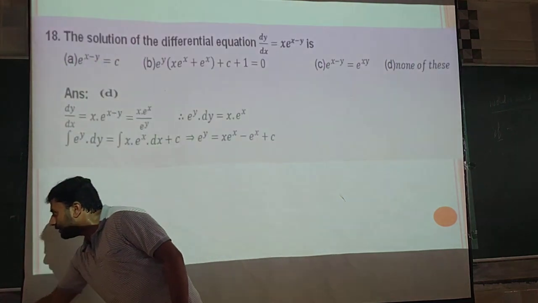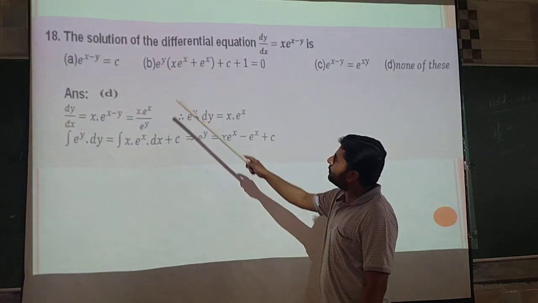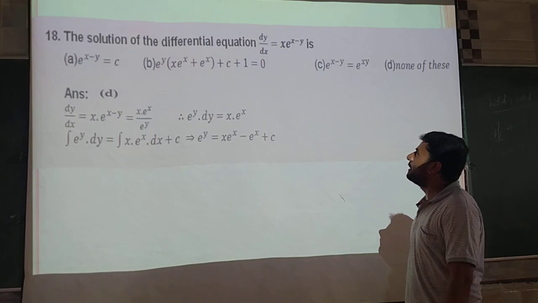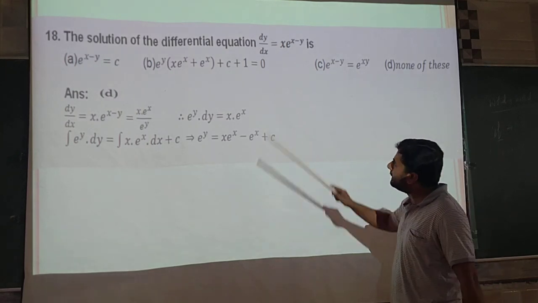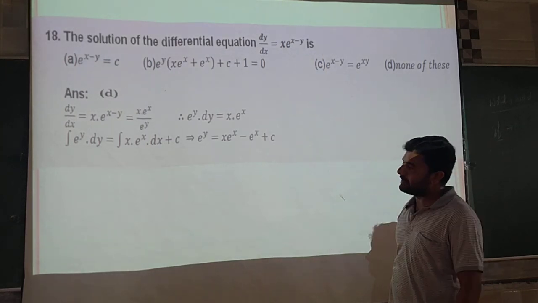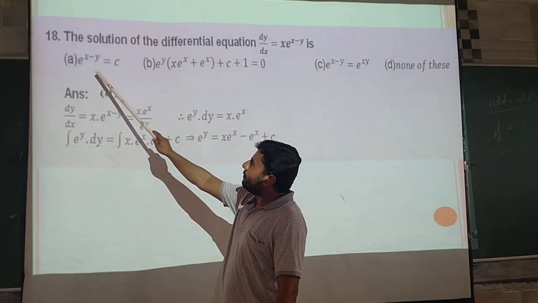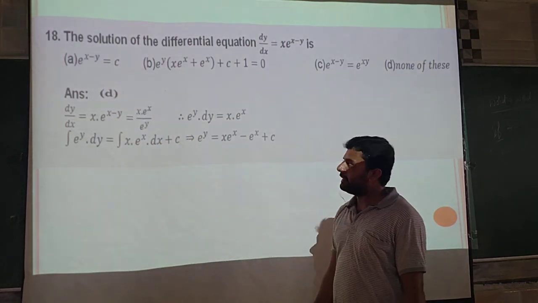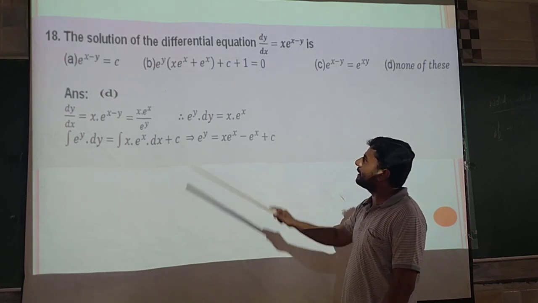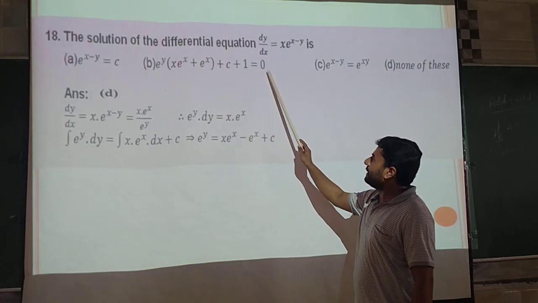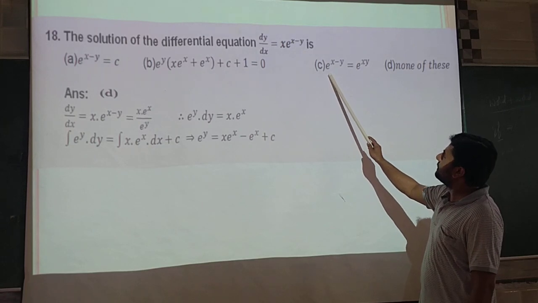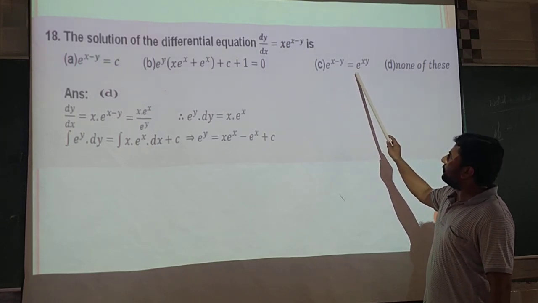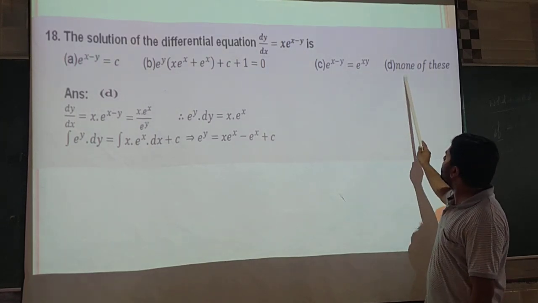Okay, next question. The solution of the differential equation dy by dx is equal to x into e to the power of x minus y is: option A, e power x minus y is equal to c. Option B, e power y into x into e power x plus e power x plus c plus 1 is equal to 0. Option C, e power x minus y is equal to e power x into y. Option D, none of these.